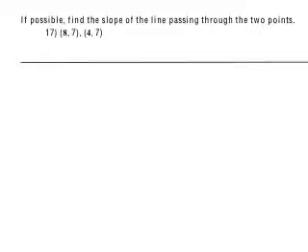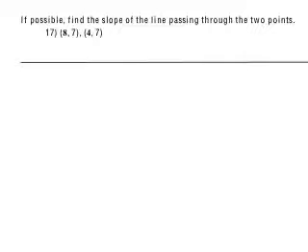Number 17. If possible, find the slope of the line passing through the 2 points. Now it says if possible, because if the rise is some number, but the run is 0, then you can't find the slope. It's undefined, right? So I think that's why it says it. Otherwise, you can find the slope.